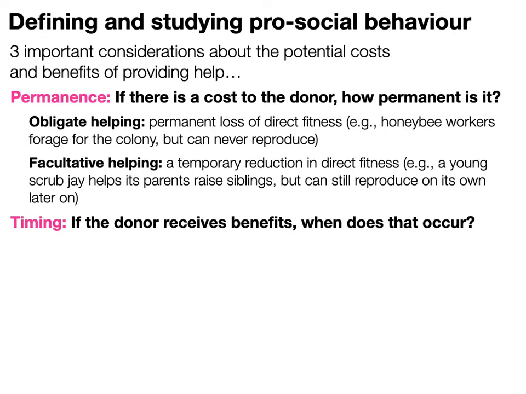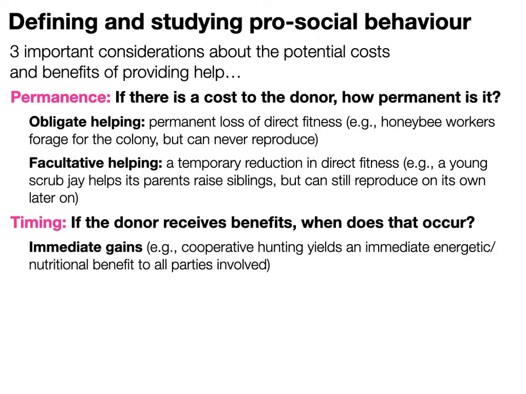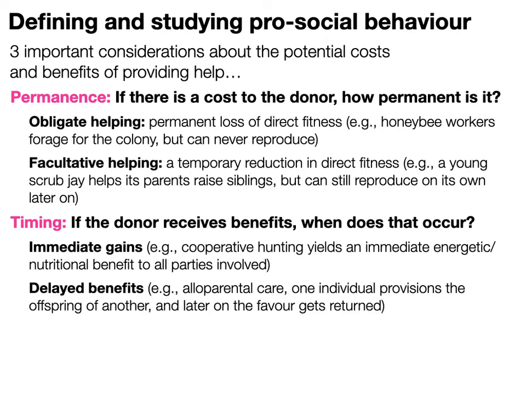Okay, another dimension to consider is timing. So if the helper is getting a benefit, when does that benefit occur? Does it occur right away? Does it occur many years later? So an example of something that has immediate gains might be cooperative hunting, for example, where multiple wolves are working together to take down a large prey, and the individuals that take part in that hunt get an immediate energetic benefit for all parties involved.